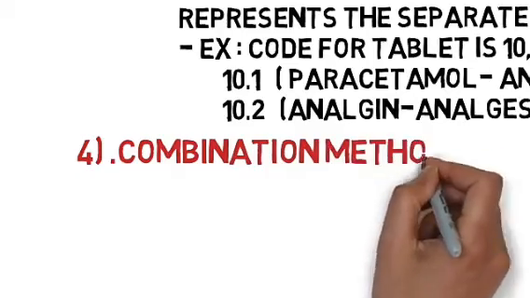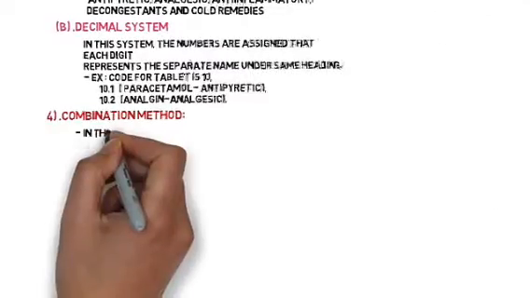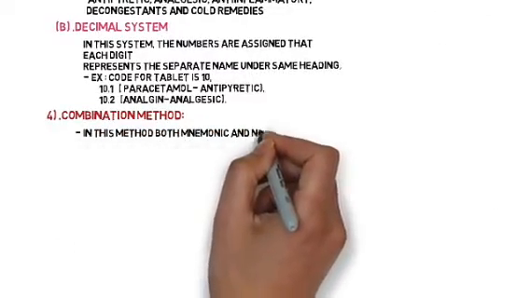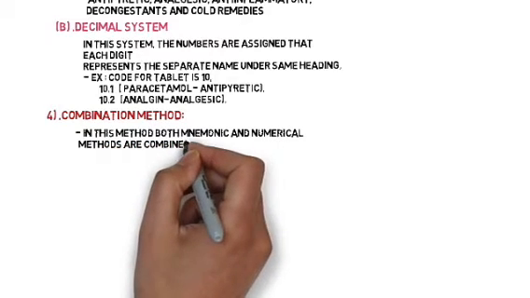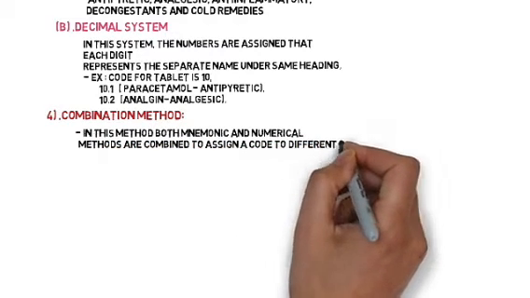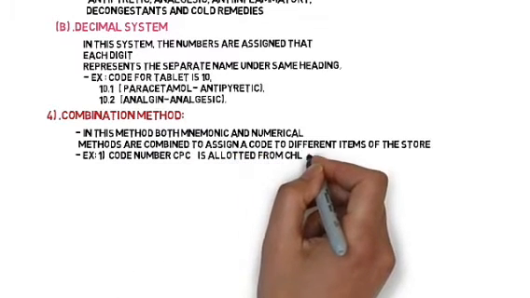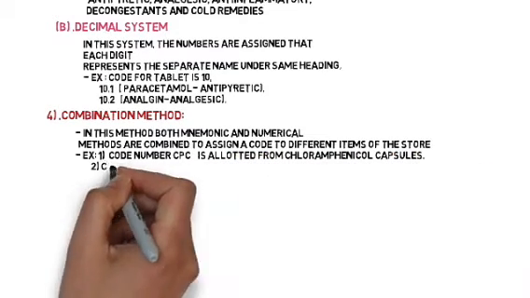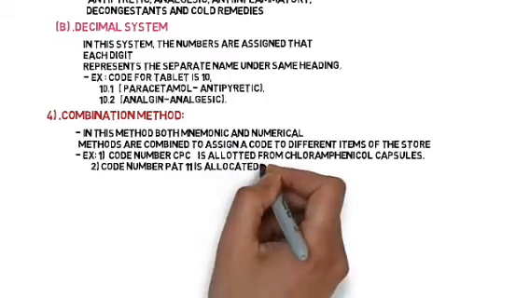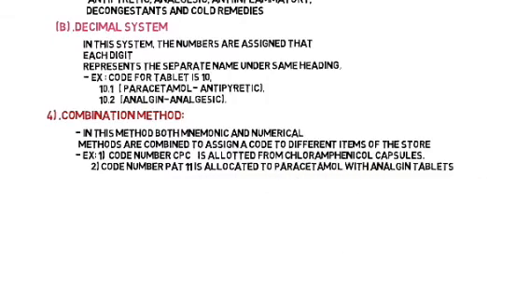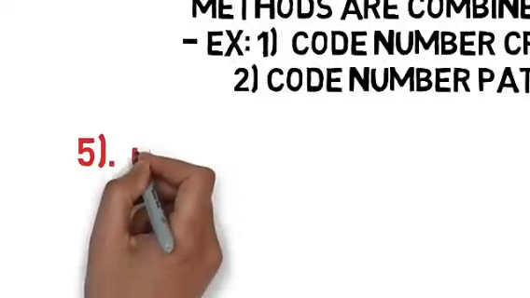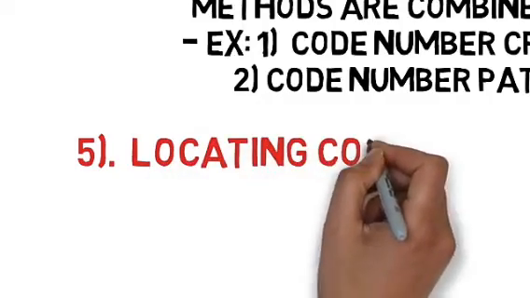And the fourth one is the combination method. In this method, both mnemonic and numerical methods are combined to assign a code to different items of the store. Example, code number CPC is allotted to chloramphenicol capsule and code number PAT is represented to paracetamol with analgin tablet. And fifth one, location of coding.